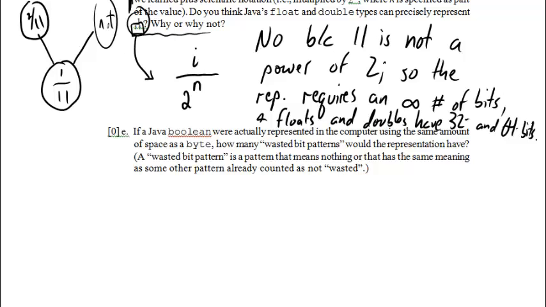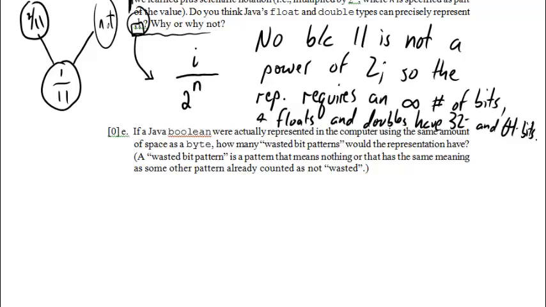So finally we have, if a Java Boolean were actually represented in the computer using the same amount of space as a byte, how many wasted bit patterns would the representation have? A wasted bit pattern is a pattern that means nothing, or that has the same meaning as some other pattern already counted as not wasted. Okay, so wasted bit patterns are the ones we're not using, or we're using but they're repeats of things that we've used before. We already saw above that Booleans have exactly two values, true and false.